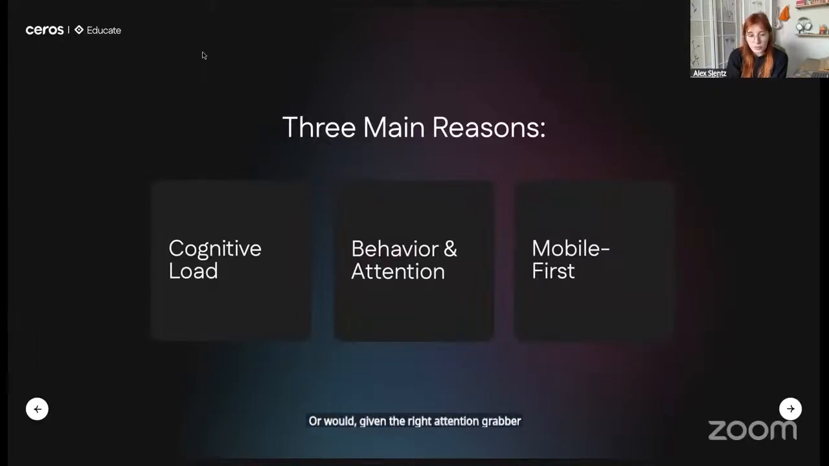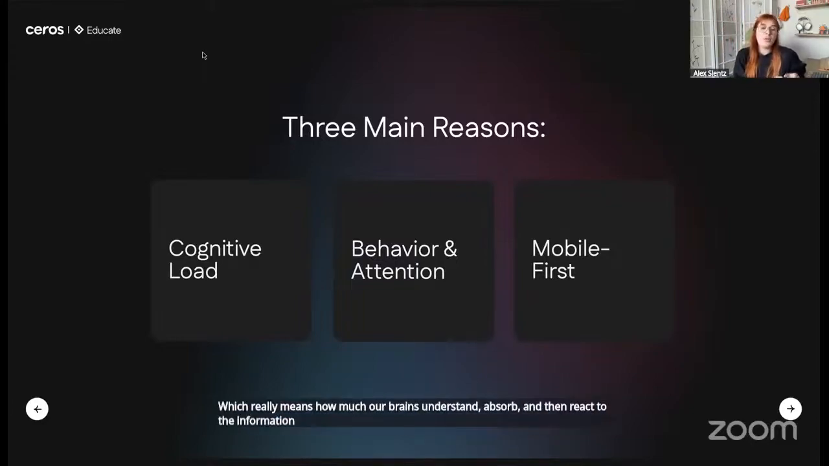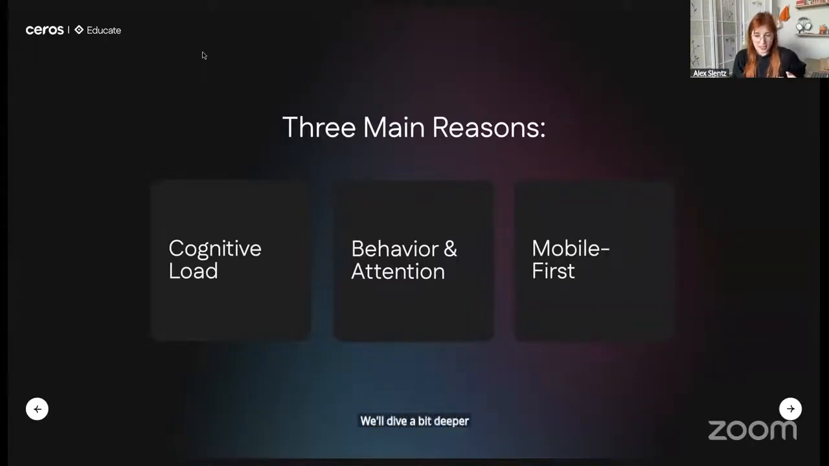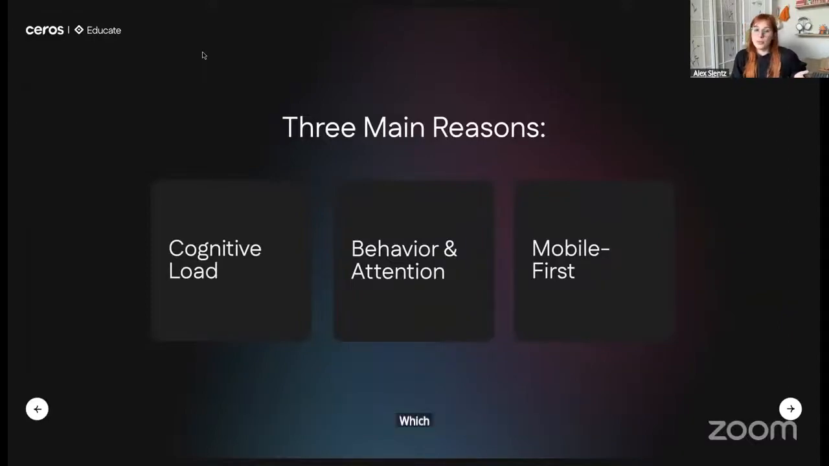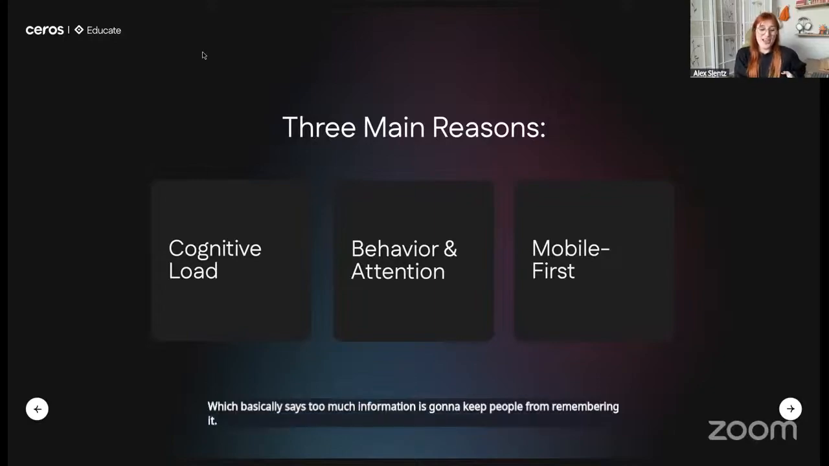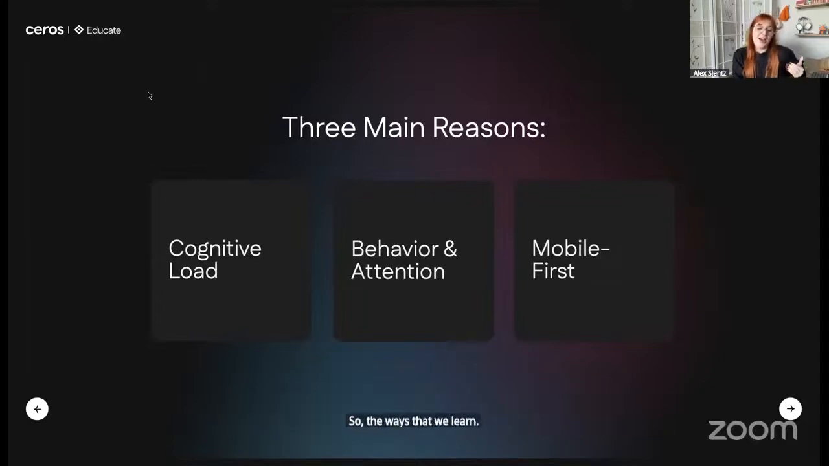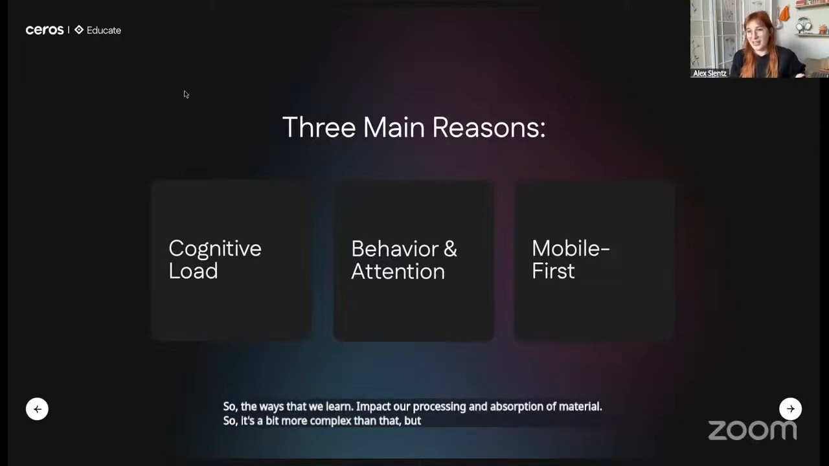The first reason for this is cognitive load, which really means how much our brains understand, absorb, and then react to the information. We'll dive a bit deeper into this on the next slide, but cognitive load is based off of cognitive load theory, which basically says too much information is going to keep people from remembering it. So the ways that we learn impact our processing and absorption of material. It's a bit more complex than that, but again, we'll dive into that in the next slide.